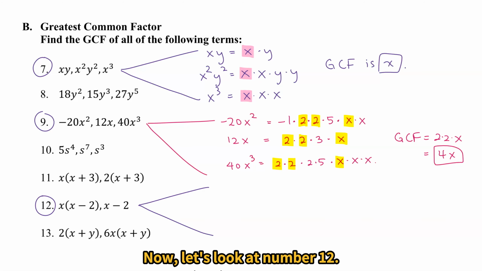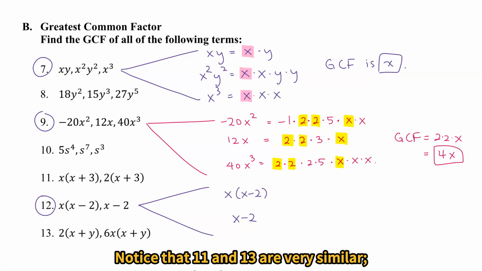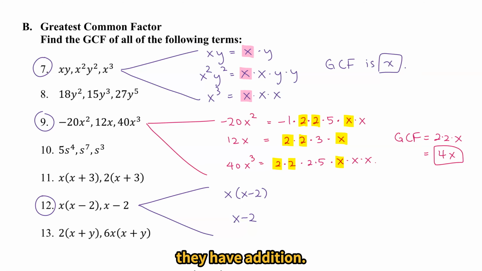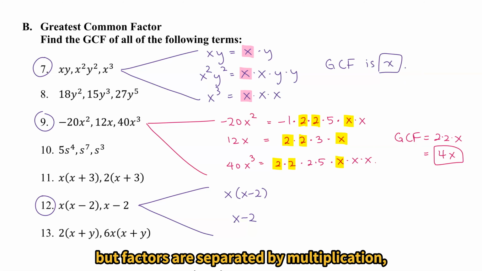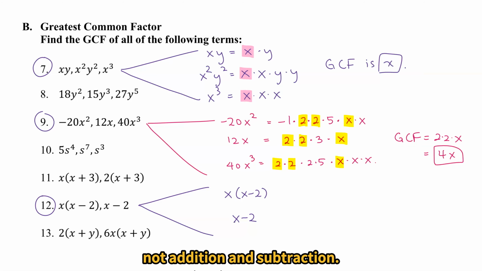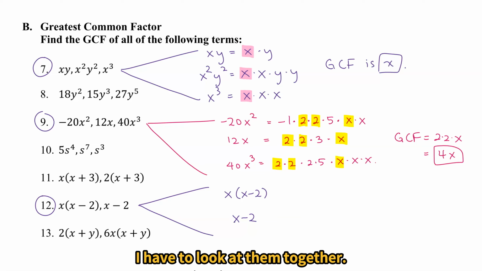Now let's look at number 12. Number 12 is very different because we have x minus 2. We have subtraction here. Notice that 11 and 13 are very similar. They have addition. So we have terms. Remember, we're factoring, so we have to make sure we find factors. Now, I know I didn't say this earlier, but factors are separated by multiplication, not addition and subtraction. So even though both of them have an x and both of them have a 2, I cannot look at them separate like that. I have to look at them together.